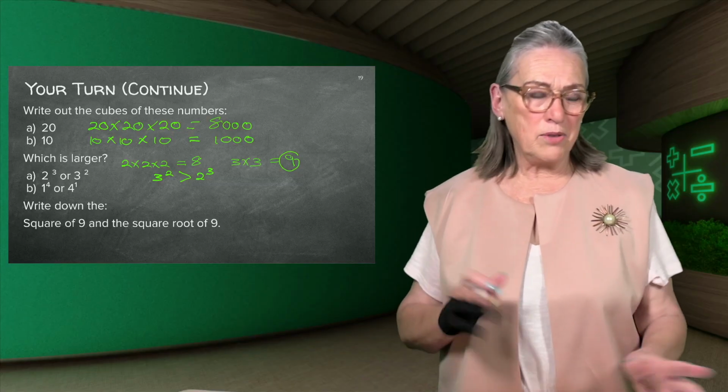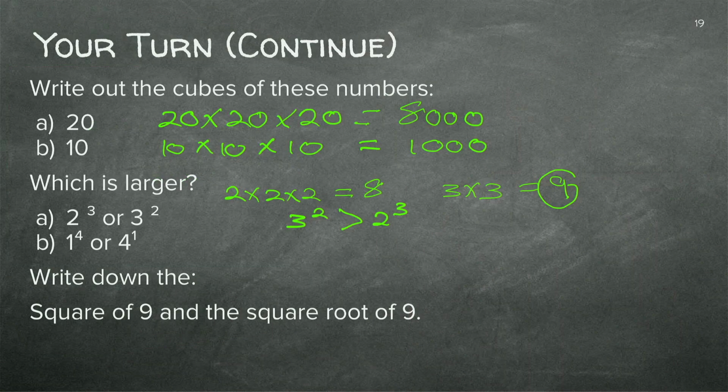And now let's do a little one with 1. Let's play with ones here. 1 to the power of 4. So it is 1 times 1 times 1 times 1. And we know the answer is 1. And then 4 to the power of 1 is 4. So which one is larger? 4 to the power of 1 is larger than 1 to the power of 4.